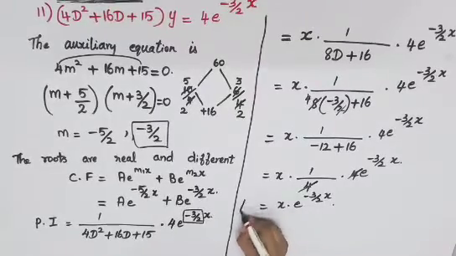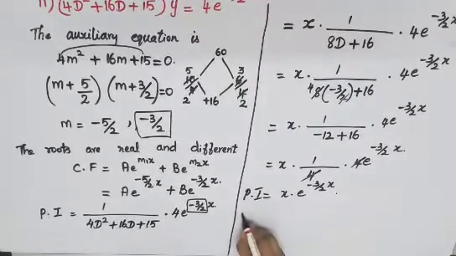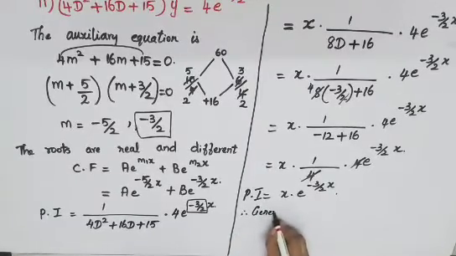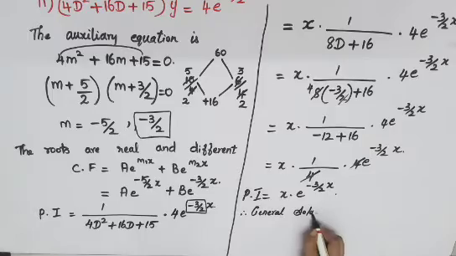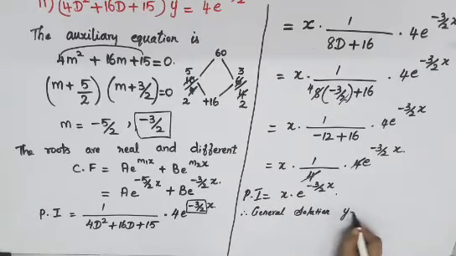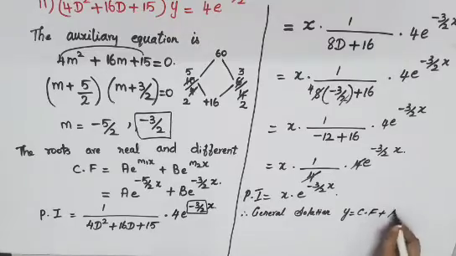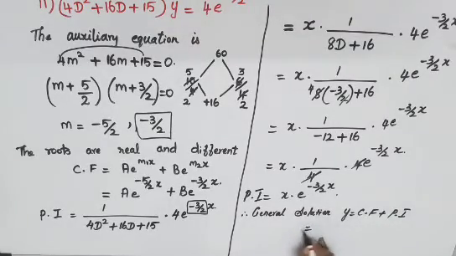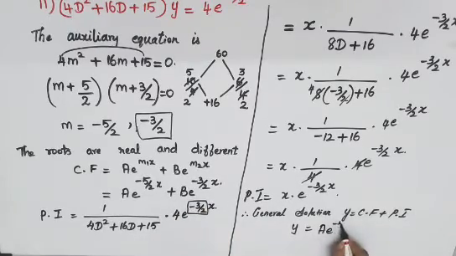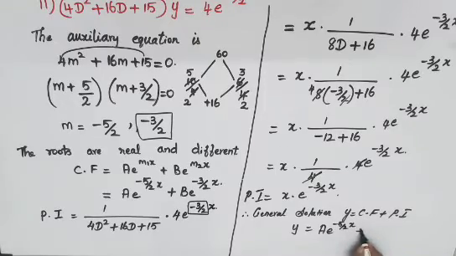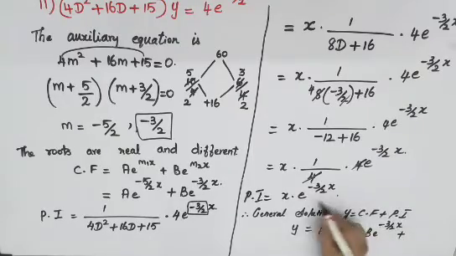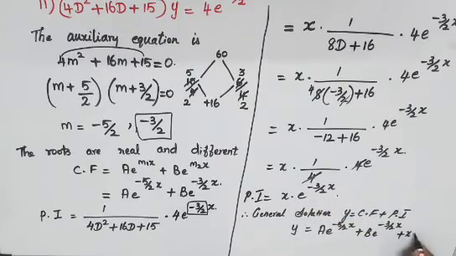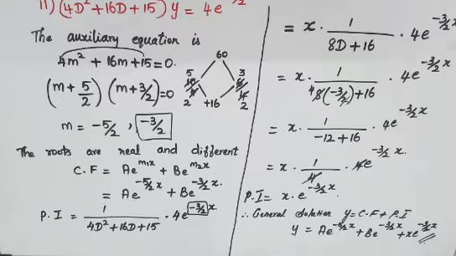So this is your PI. Therefore the general solution is y is equal to CF plus PI. So your CF is, you got it here. So just write that answer as it is, a e power minus 5 by 2x plus b e power minus 3 by 2x plus your PI is this answer. So it is x e power minus 3 by 2x. So this is the answer for your 11th question.